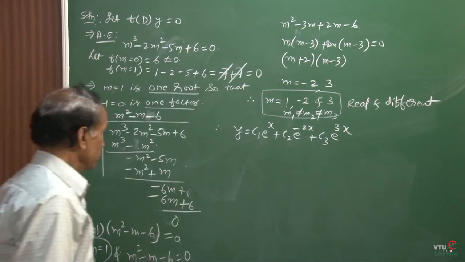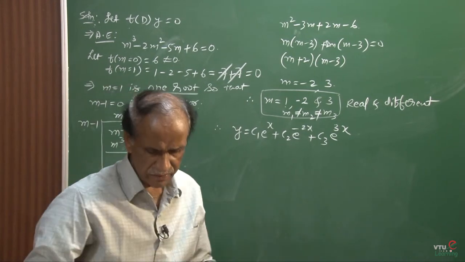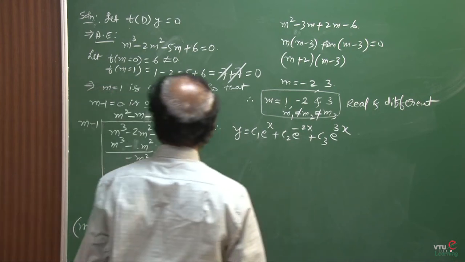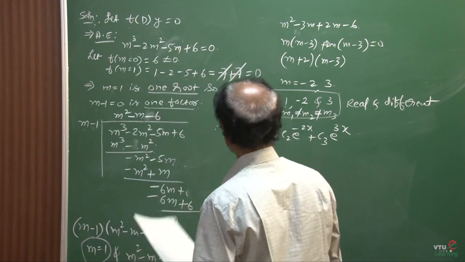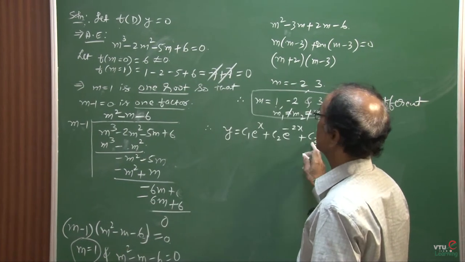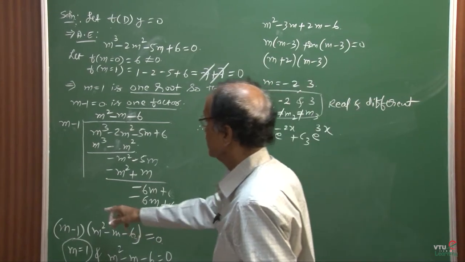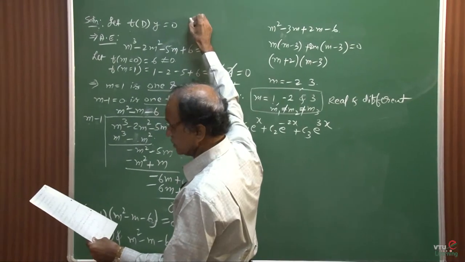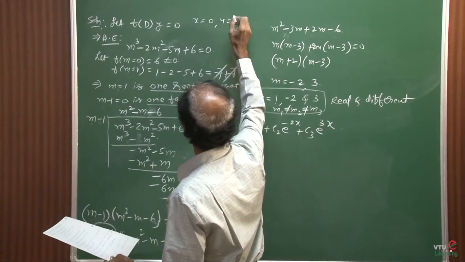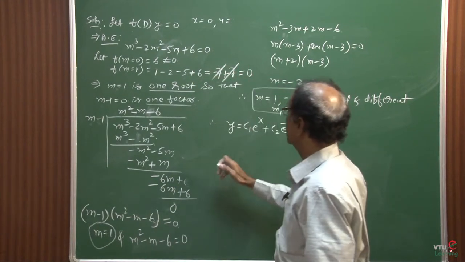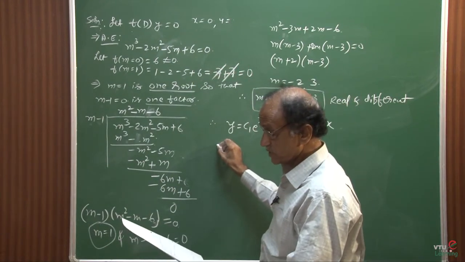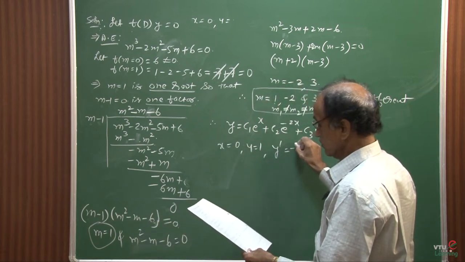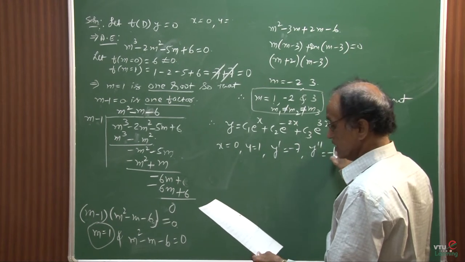Okay, so this is the problem, and here initial conditions are also given. That initial condition also has to be used, we will verify it. These three constants are to be evaluated with the initial conditions. The problem has initial conditions: x equal to 0, y equal to 1, y dash is equal to minus 7, and y double dash is equal to minus 1.